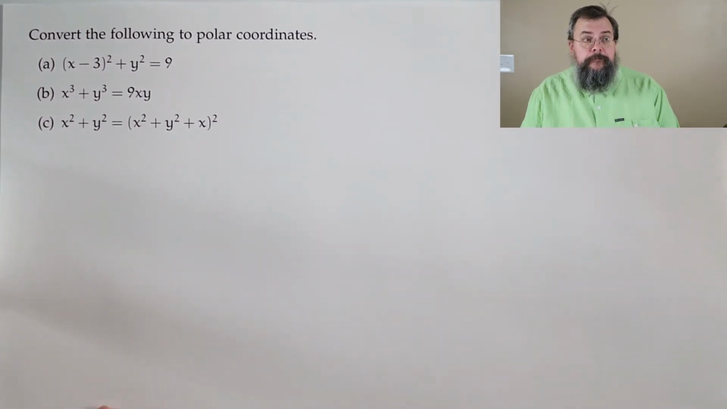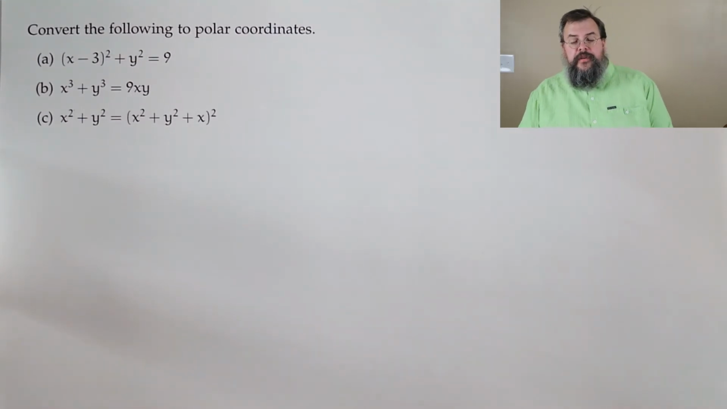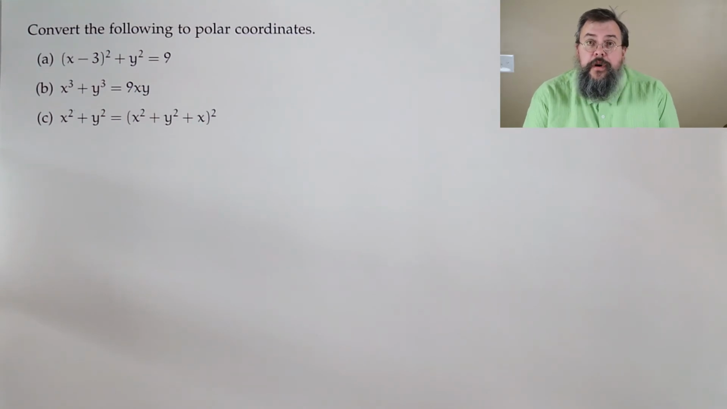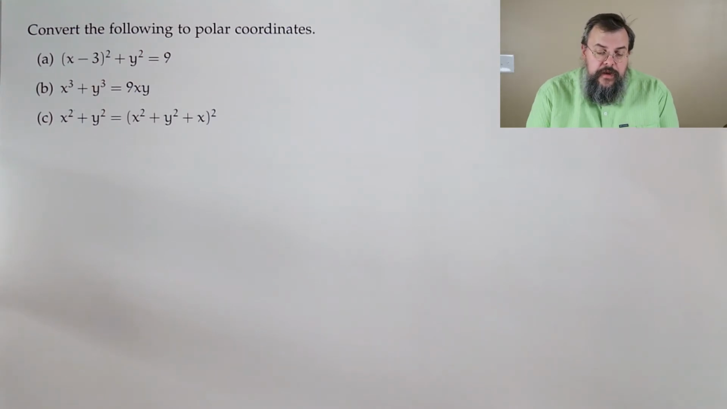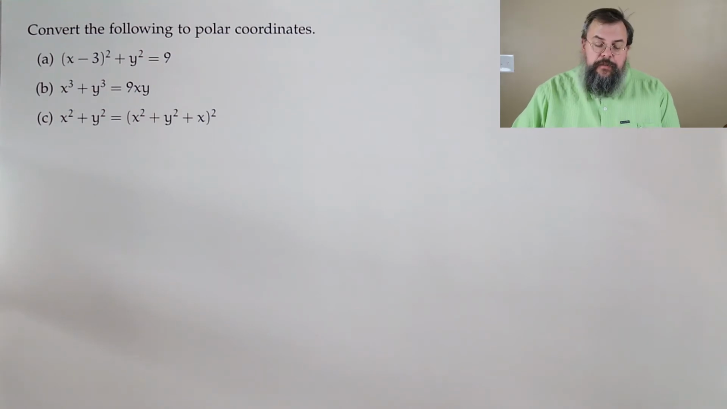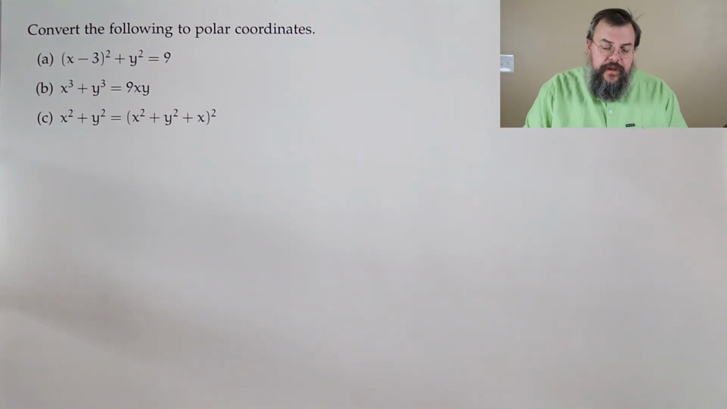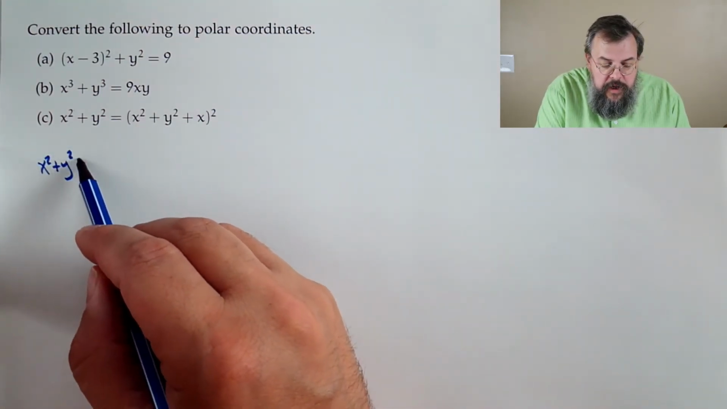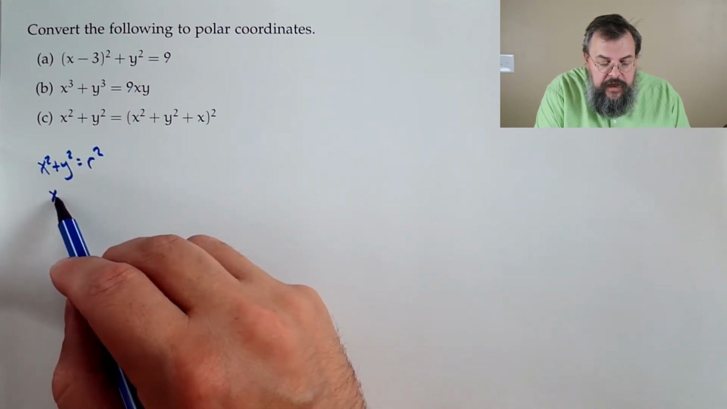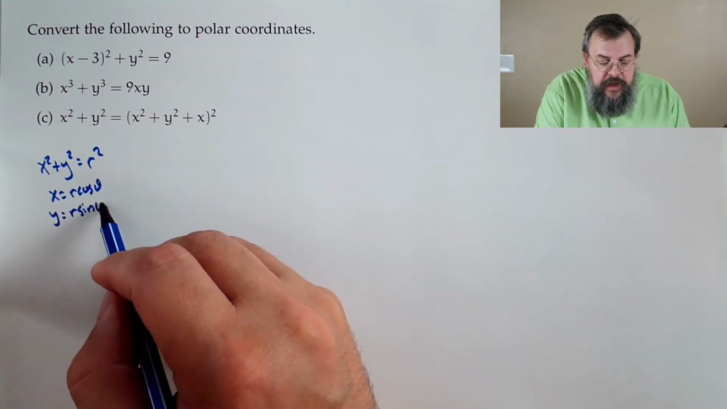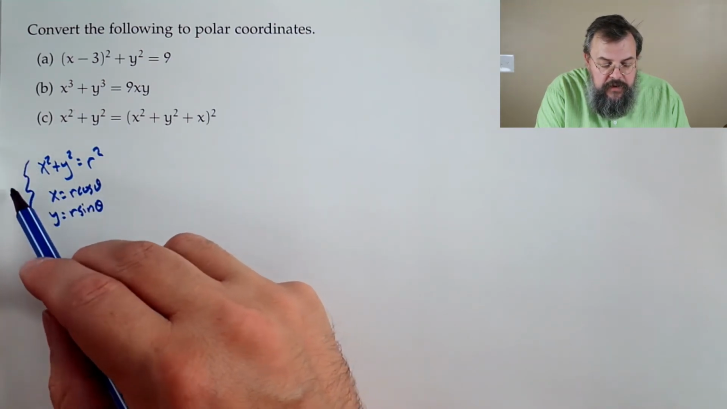All right, well, let's try some more problems. So here, we're going to convert things into polar coordinates, and we'll see what we get. Okay, so what can we do? Well, we'll just work our way through them. Now, our basic collection of facts is the following. X squared plus y squared equals r squared. X equals r cosine theta. Y equals r sine theta. And these should be our primary ones.